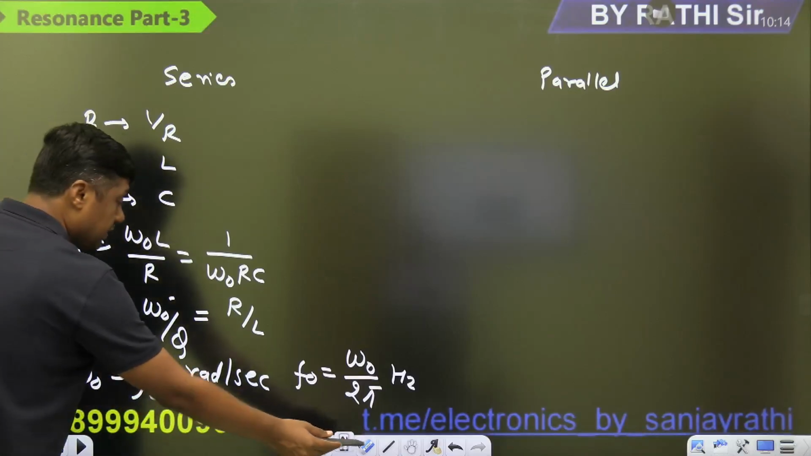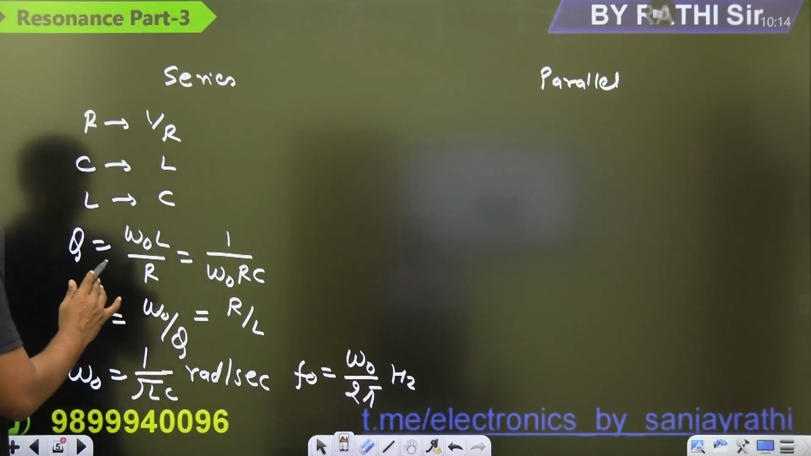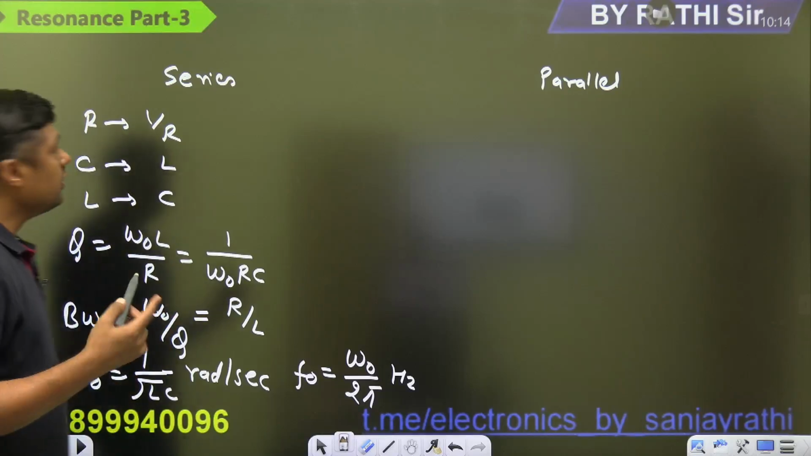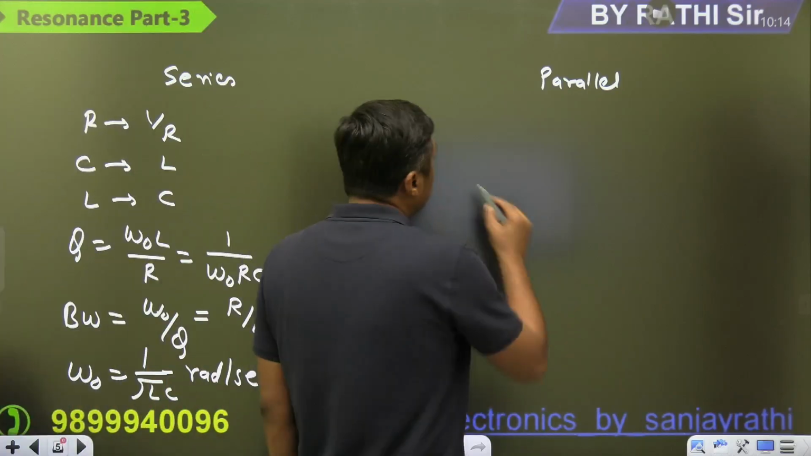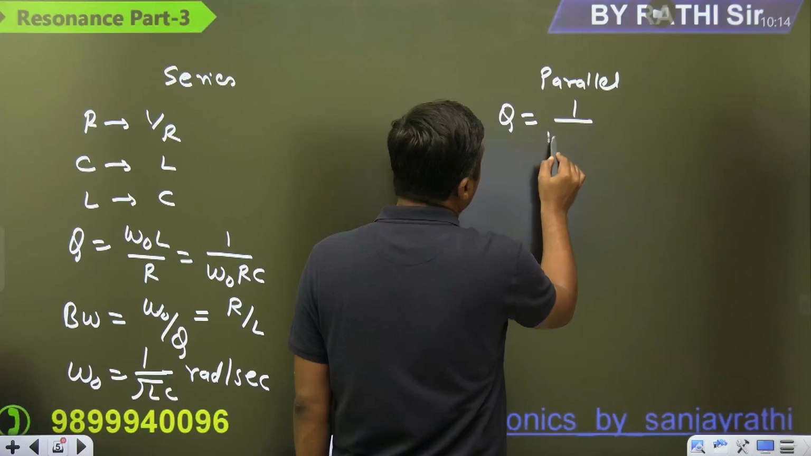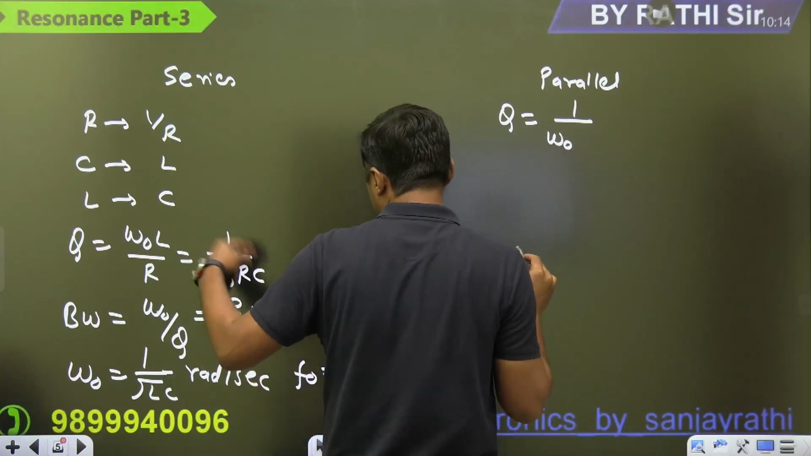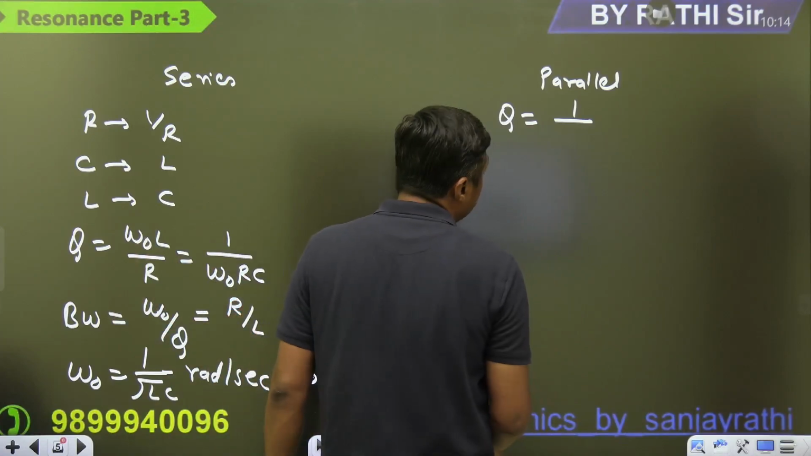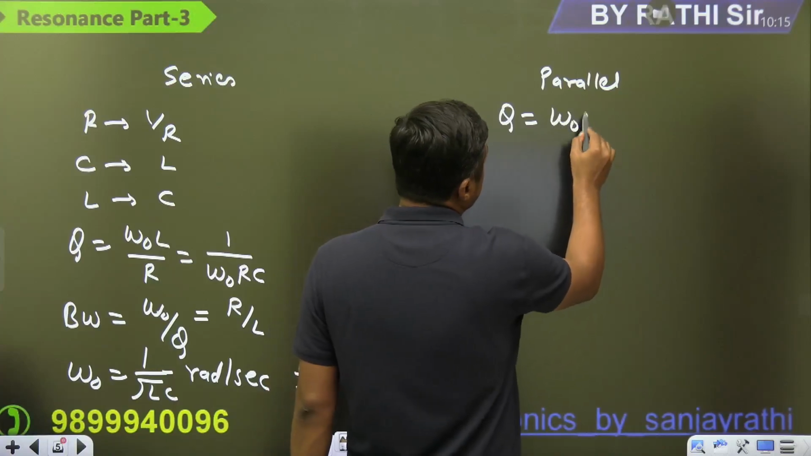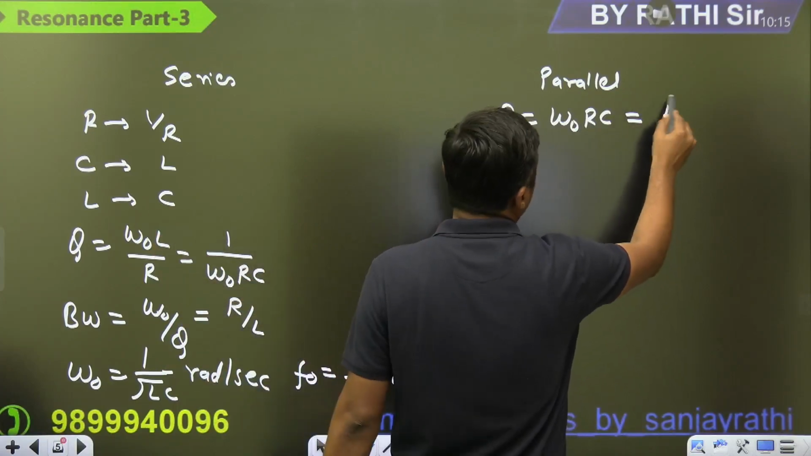Okay, then this is the resonance frequency, that is the quality factor, and that is the bandwidth. Now in a parallel resonance, same thing. In a parallel resonance, quality factor is given by omega naught RC, remember, this is the reciprocal of that, just opposite. Or that is just R by omega naught L, right?